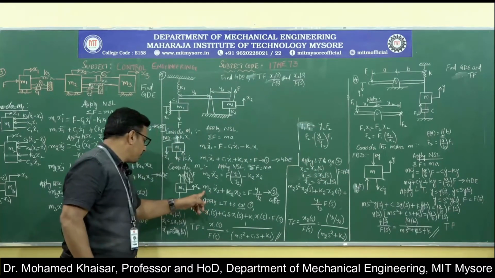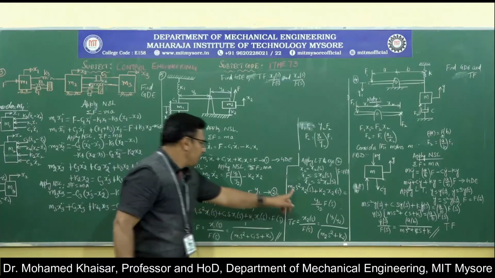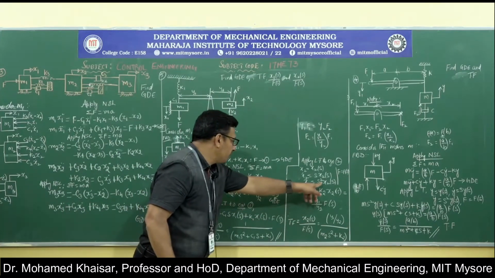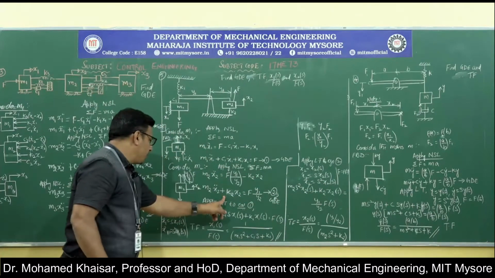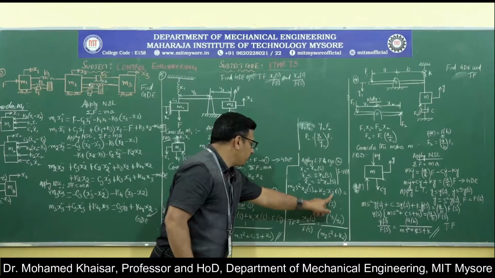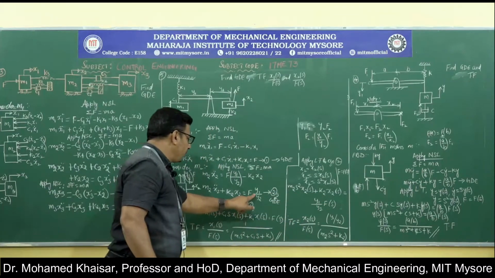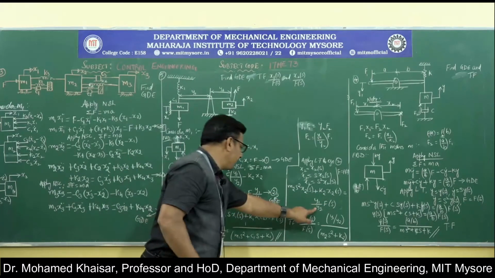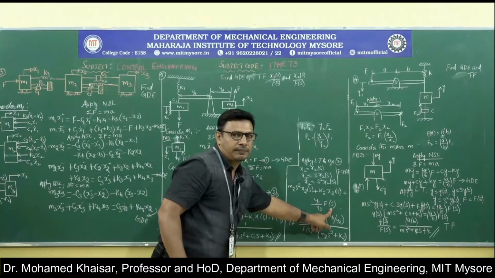Now, what is equation 2? m2 x2 double dot is s square into x2 of s, this is what is written here. Then plus k2 x2. So, k2 x2 is nothing but k2 into x2 of s, is equal to f into y1 by y2, y1 by y2 as it is, then f is written as f of s.